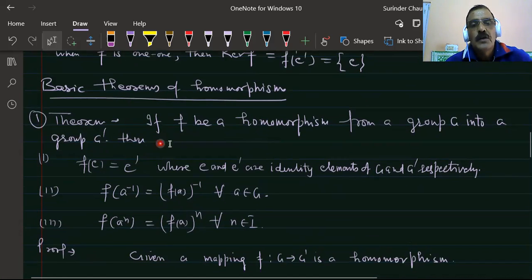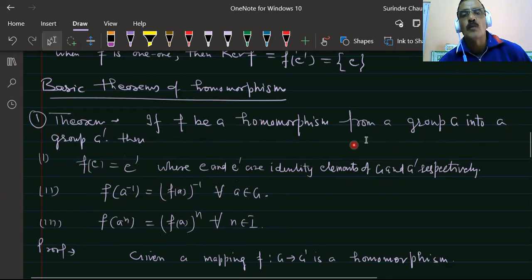Basic properties of homomorphism. If f is a homomorphism from a group G into a group G dash, then first, f of E is equal to E dash, where E and E dash are identity elements of G and G dash respectively. Second, f of A inverse is equal to f of A whole inverse for all A belonging to G, and f of A raised to n is equal to f of A whole raised to n for all n. Let's go first. What is given?